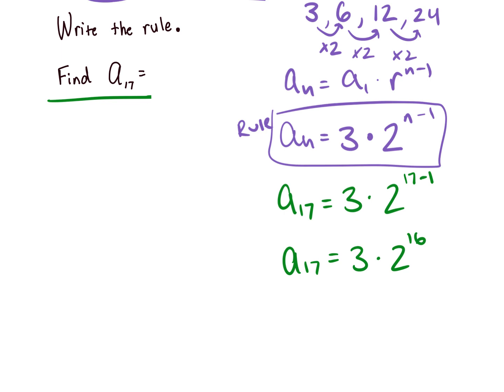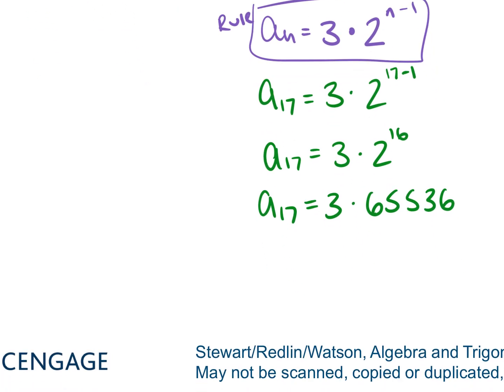So 2 to the power of 16 would be 65,536, and then we're just going to multiply that times 3. So we get 196,608.